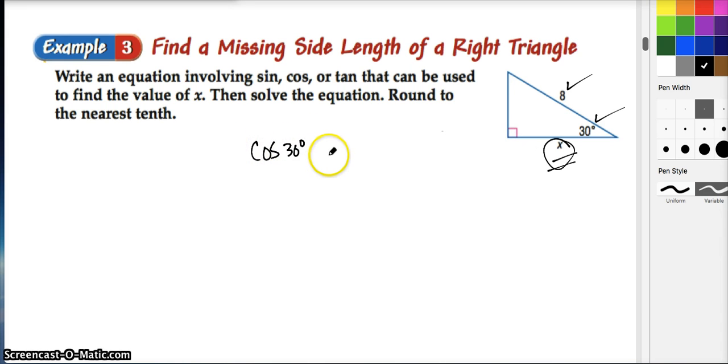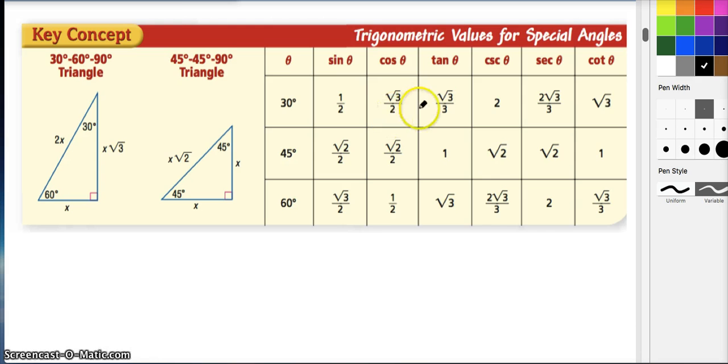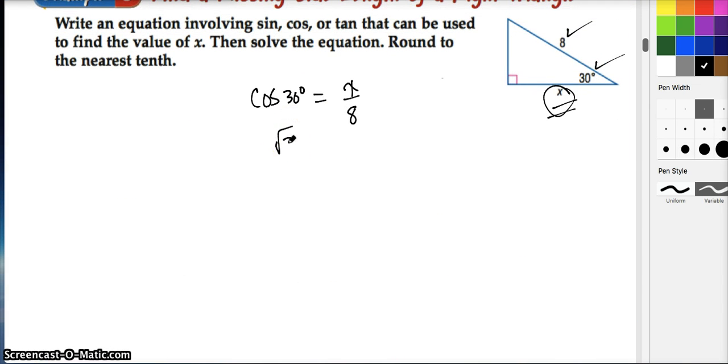So now I'm looking at the cosine of 30 degrees, and that's going to be equal to x over 8. Remember what the cosine of 30 degrees was up there? I know you probably don't remember it, but the cosine of 30 degrees is root 3 over 2. So instead of pulling out my calculator, I can really pull out a root 3 over 2 and go ahead and work it out. So now I know that 2x is equal to 8 root 3.